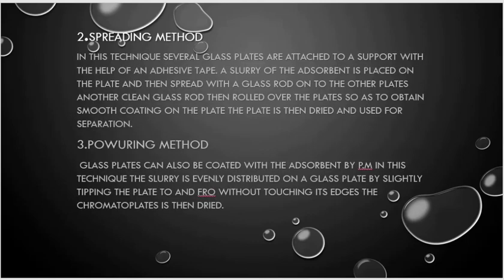The second method is the spreading method. In this technique, several glass plates are attached to a support with the help of adhesive tape, and a slurry of adsorbent is placed on the plate and then spread with a glass rod over the other plates. Another clean glass rod is then rolled over the plates so as to obtain a smooth coating on the plate, which is left to dry and used for the separation. This is also a simple technique, and as the name indicates, the slurry is spread evenly on the plate.